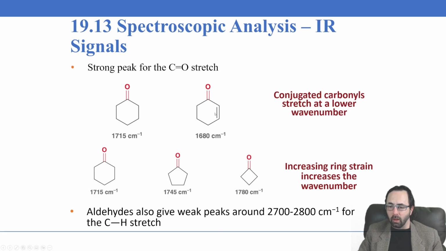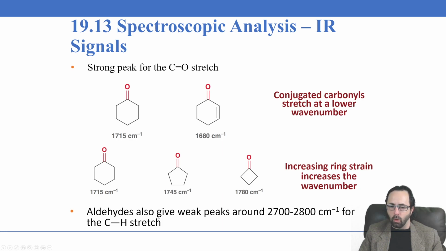However, if you have some resonance to them, that's going to delocalize the electrons and result in a little bit lower difference in energy for the vibrational energies, and thus a lower wave number absorption. If we have a cyclic carbonyl, the ring strain will affect the energy of the absorption, the vibrational energy. The more restrictive the cyclic arrangement is, the larger the wave number.